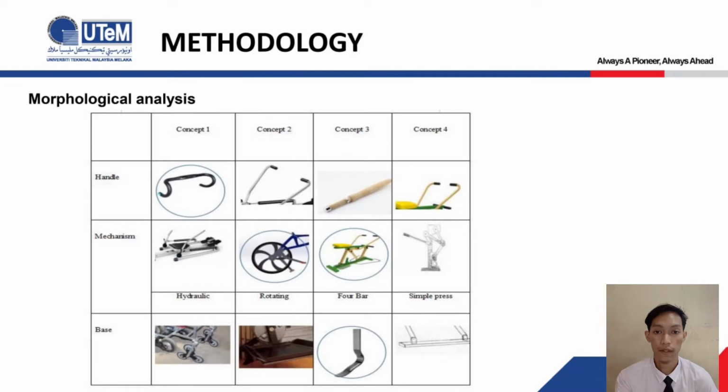And then for the morphological analysis, as you can see here, in the table, this chart is used to evaluate the product design, function and essential components. Okay, as you can see here, there are 4 concepts and each concept has a handle, mechanism and base.